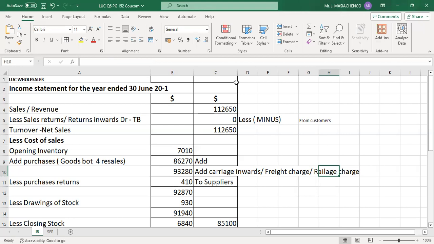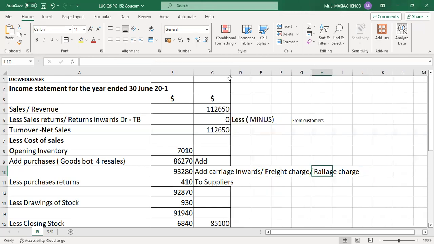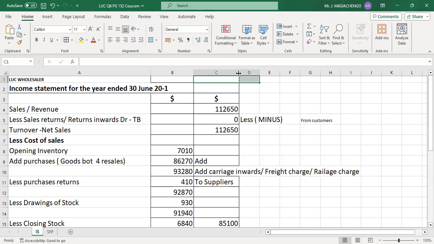All right. Let me try to make it bigger. It might look funny. Okay. Let me keep it like that. All right. So far, so good. I think you are following, right?